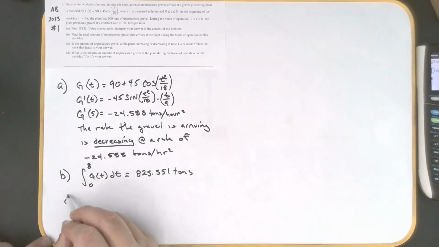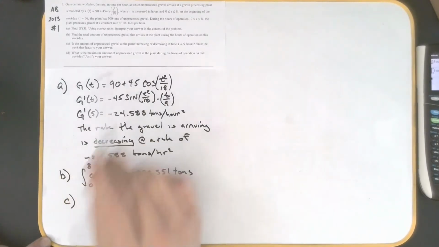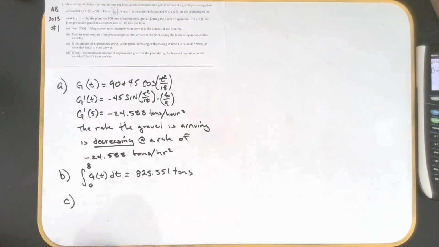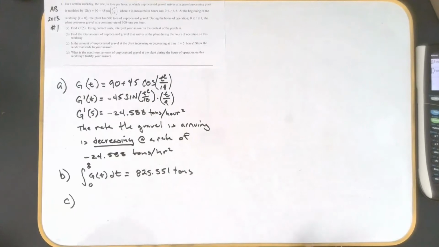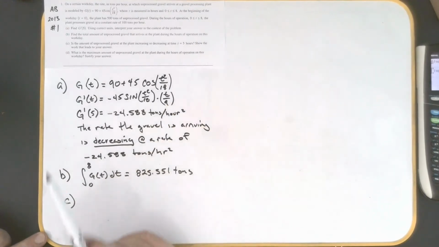Part C. Part C says, is the amount of unprocessed gravel at the plant increasing or decreasing at time t equals 5 hours? Show the work that leads to your answer. Now I'm going to do this two ways. You can choose whichever way you prefer, but you're going to see why I'm doing a rather simple way, and then I'll do a more sophisticated way. Well, here's the simple way. If you want to know what's going on at t equals 5, then just substitute it into the functions that are given and see.